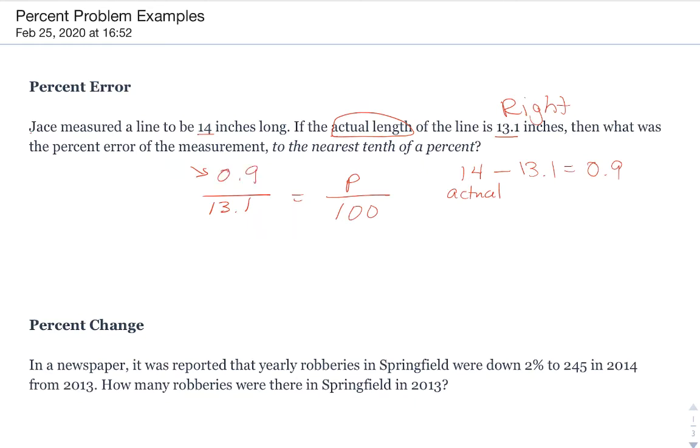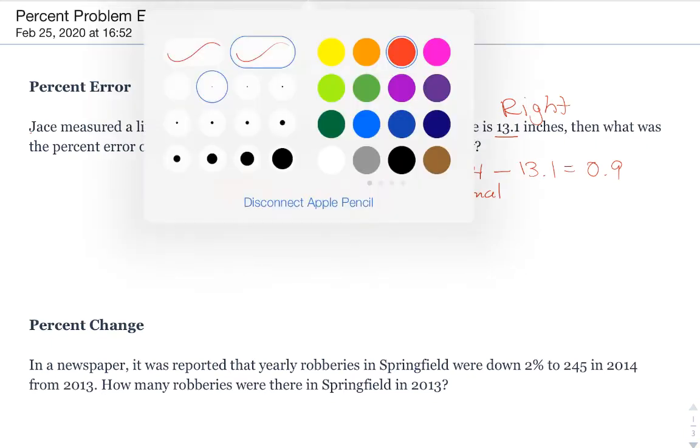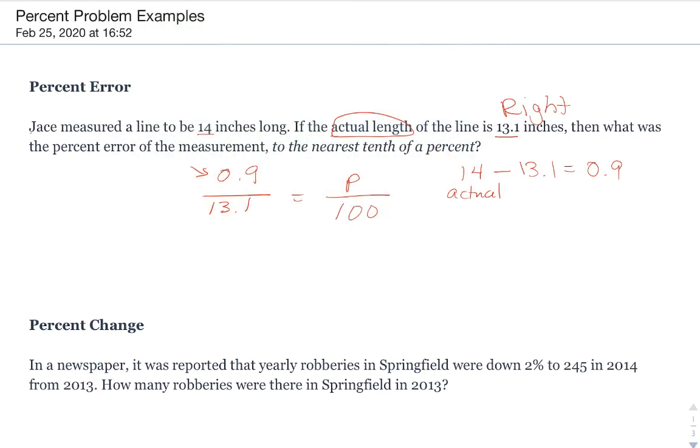And now we're going to go ahead and solve it. We've learned that to solve a proportion, we cross multiply. 13 1/10 times the percent is 100 times 9/10, which is 90. And then we go ahead and divide both sides by 13 1/10. That gives us the percentage to the nearest tenths place would be about 6 9/10%.